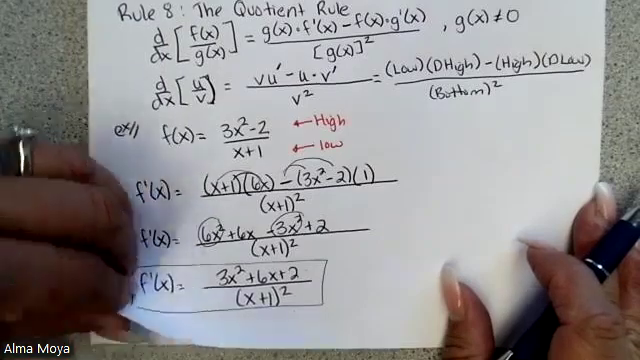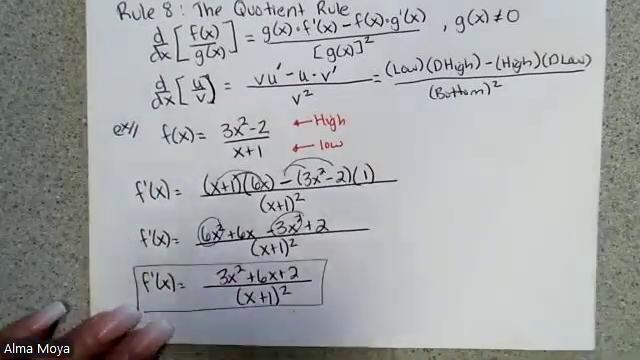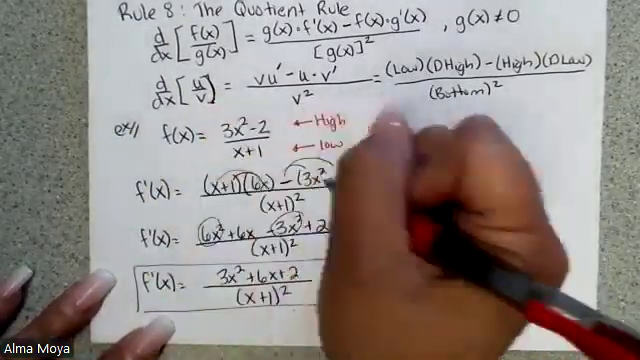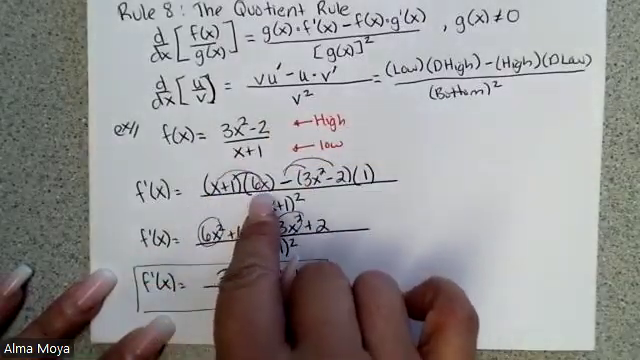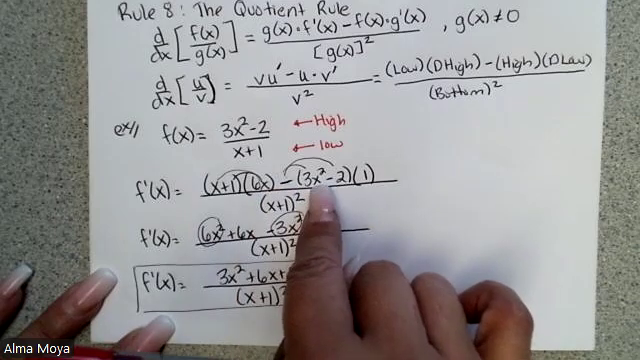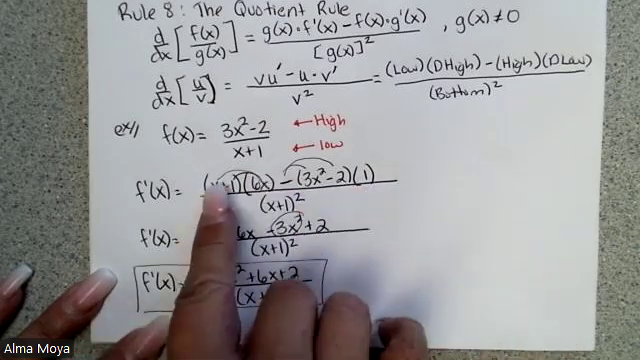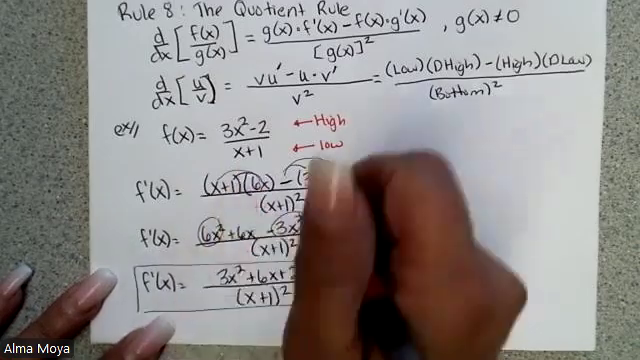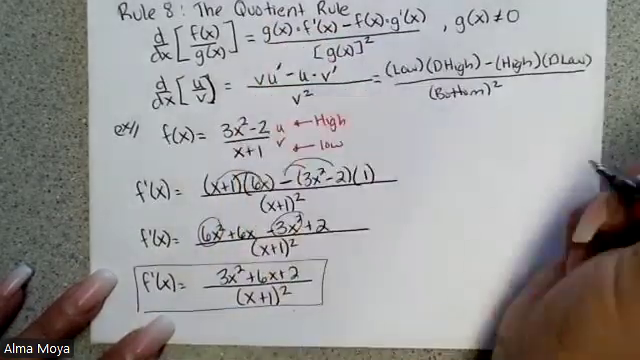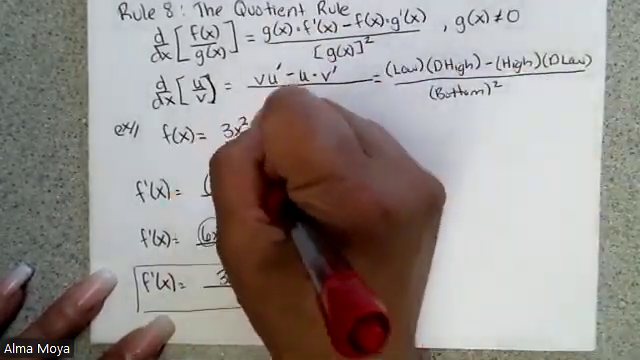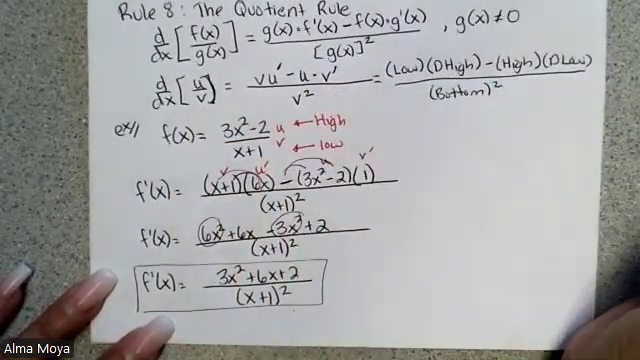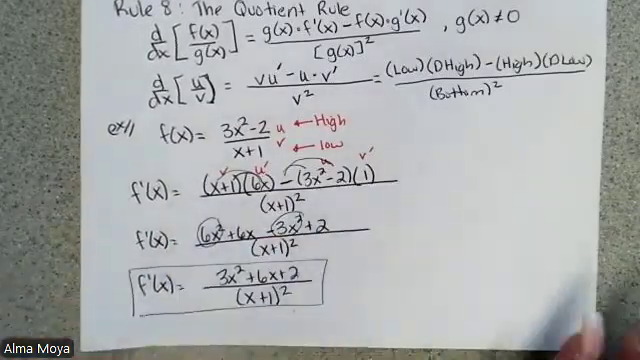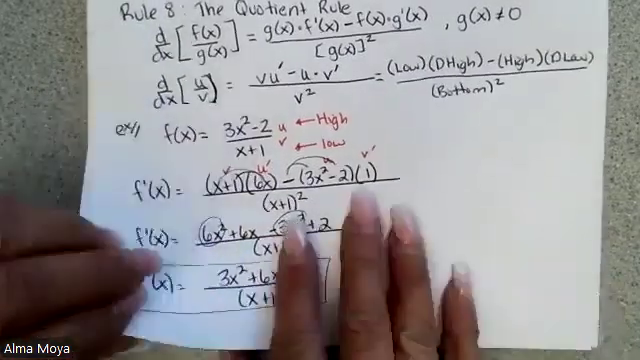So that's how you do the quotient rule. And look, remember, that's your u, that's your v. That's your u, v prime, minus, that's your u, that's your v because it's a low. Here's u, here's v. Here is low d high, subtract high d low. That's what those terms are.